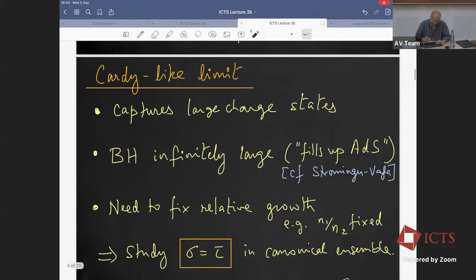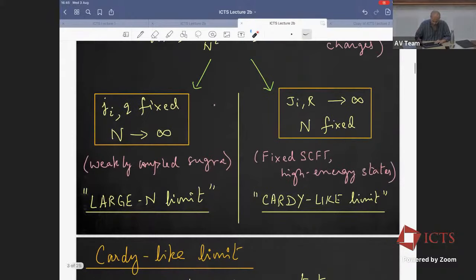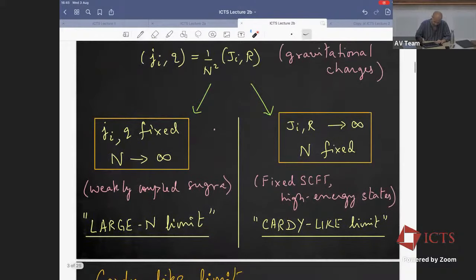Now, I'll come back to the Lagrangian limit. The Cardy-like limit, what does it do? It captures these large charge states. And I should say one more thing, that these two are completely different limits. A priori, they're completely different limits.